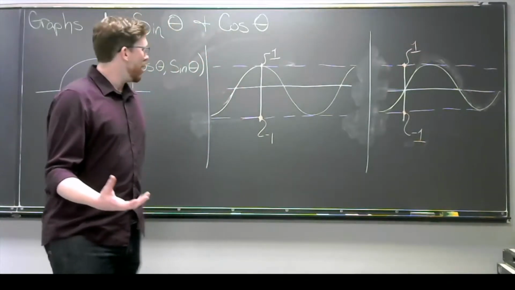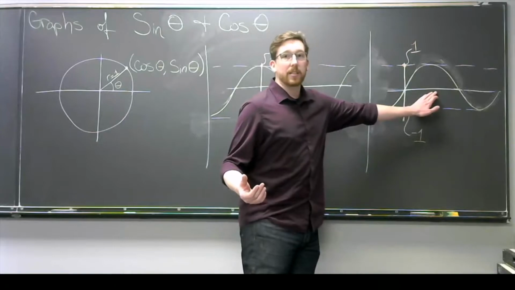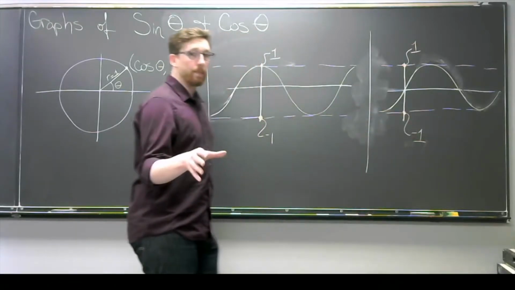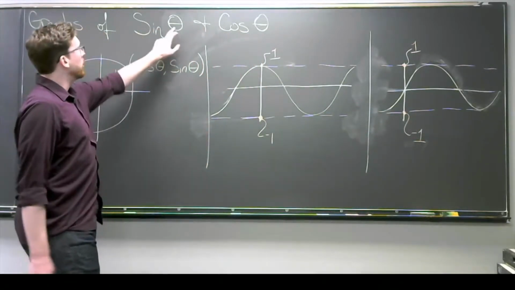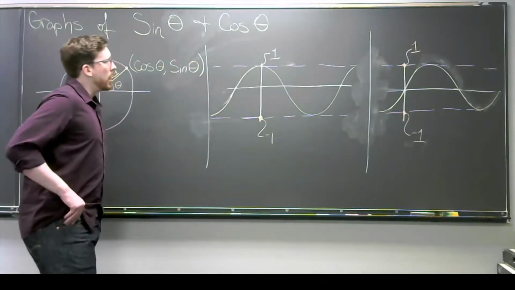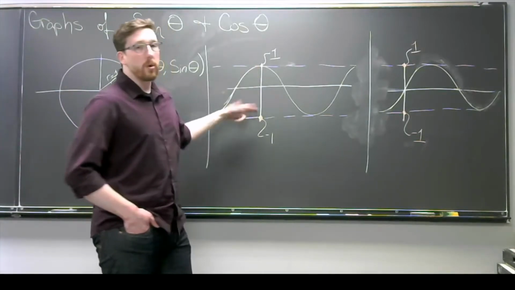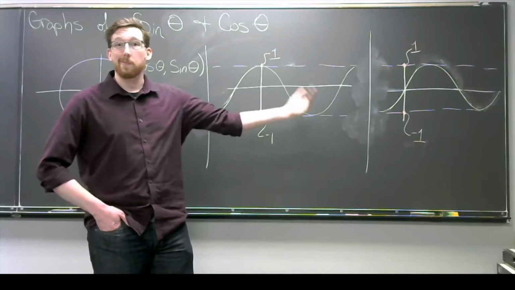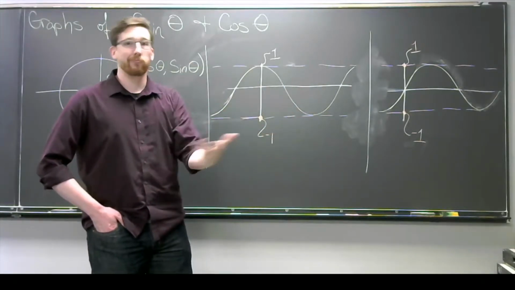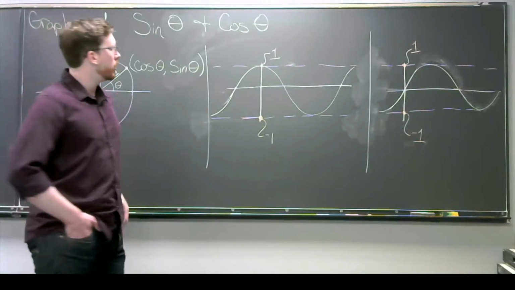In particular, we need to know that in these two graphs, the x-axis represents theta. It's the angle. It's our input, right? And the y-axis, well, it's just going to represent whatever our output is for a given angle. So whatever the value of our function is at that angle. All right.